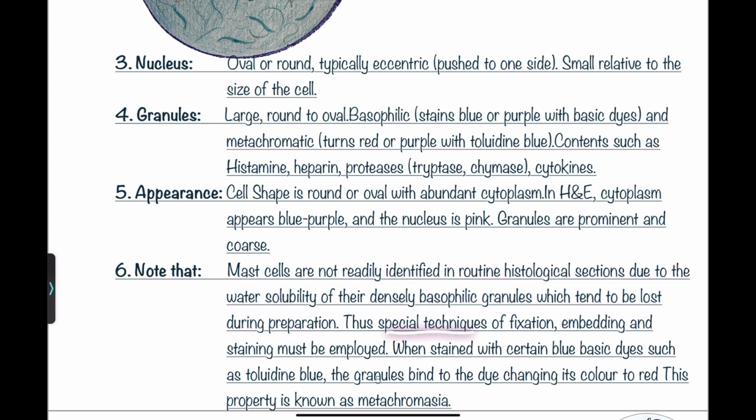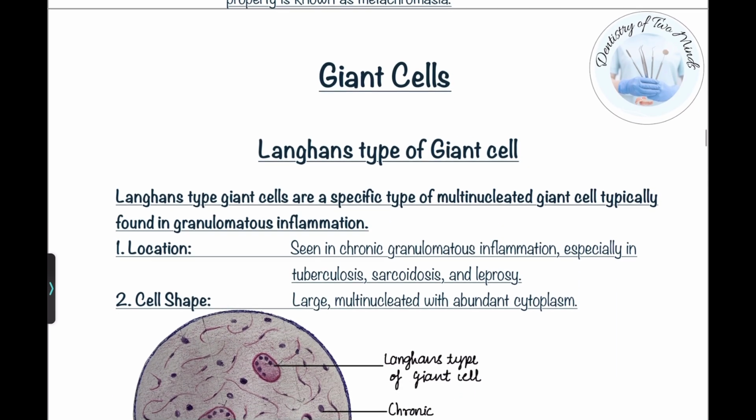Thus, special techniques of fixation, embedding, and staining must be employed. When stained with certain blue basic dyes such as toluidine blue, the granules bind to the dye, changing its color to red. This property is known as metachromasia. Next cell is giant cells.